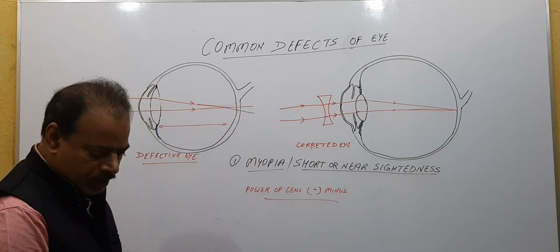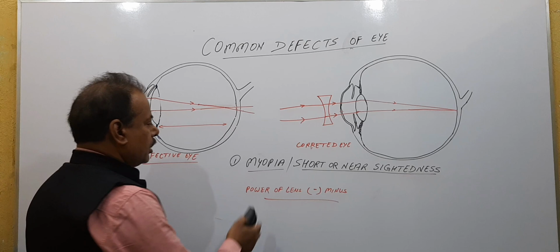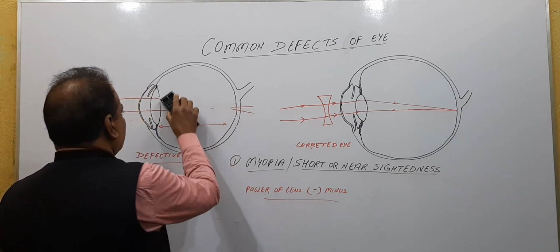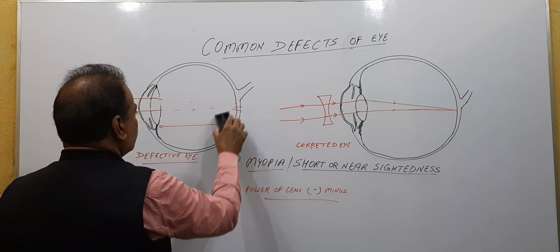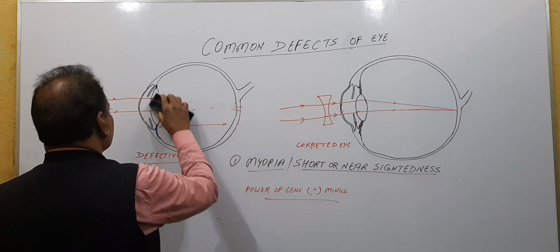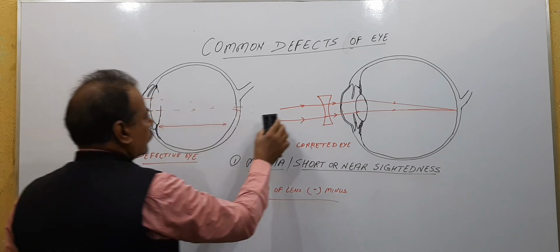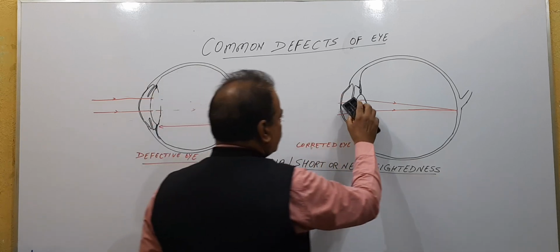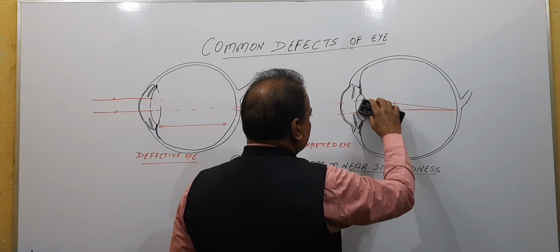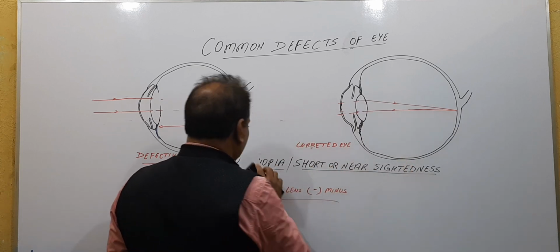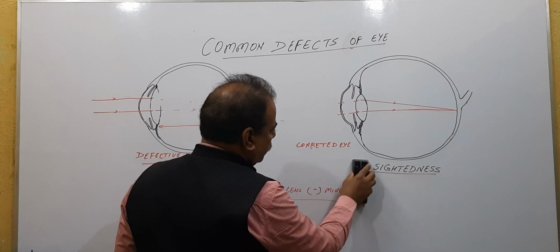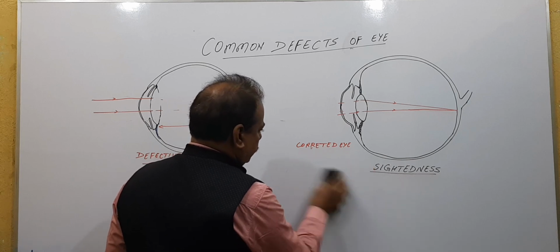Now the second defect, which is known as long-sightedness or far-sightedness.